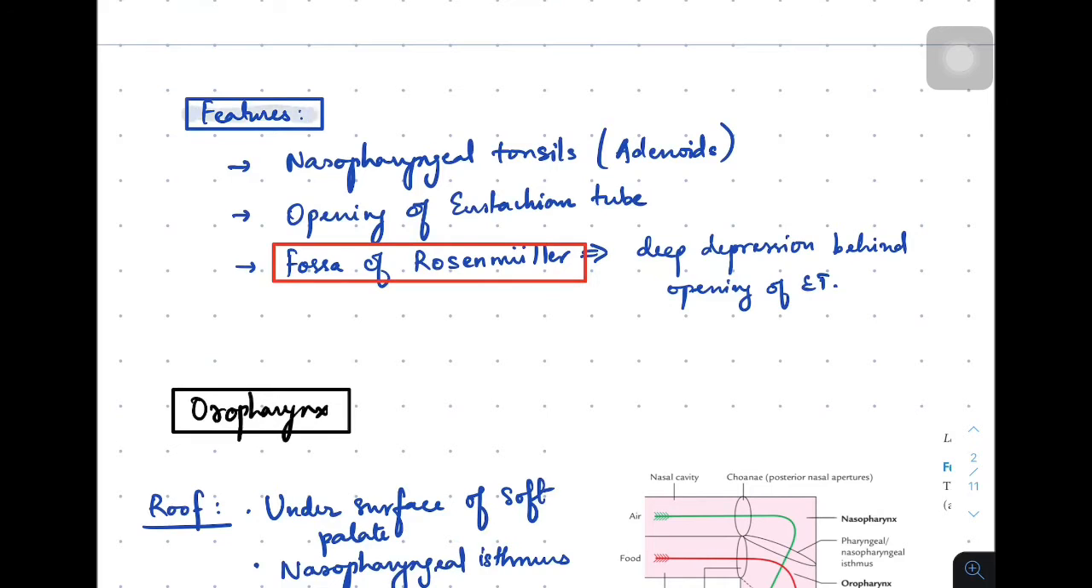These are the features which are present in the nasopharynx. We have the nasopharyngeal tonsil, which is also called adenoid. Then we have the opening of the eustachian tube in the nasopharynx. Then we have the fossa of Rosenmuller, which is a deep depression behind the tubular elevation formed by the opening of the eustachian tube.